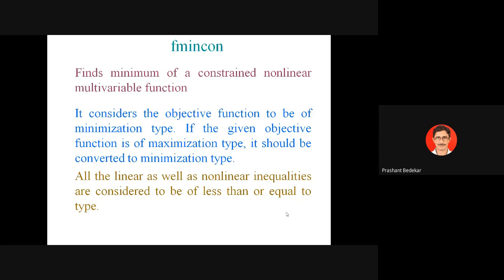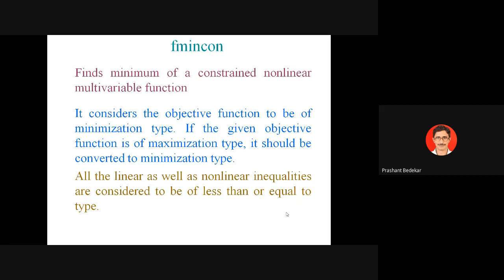So all the inequalities, whether of linear nature or non-linear nature, are considered to be of less than or equal to type. Can we not have a greater than or equal to type constraint? The answer is yes, we can have. The only thing is we shall convert it into less than or equal to type by multiplying both sides by -1. Multiply both sides by -1, and it gets converted into an inequality of less than or equal to type.